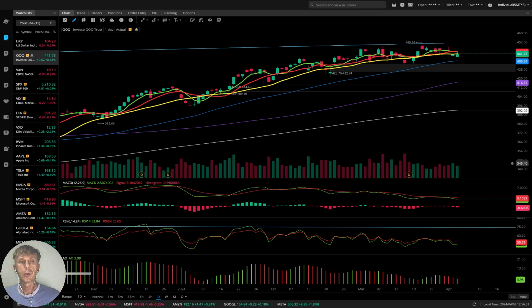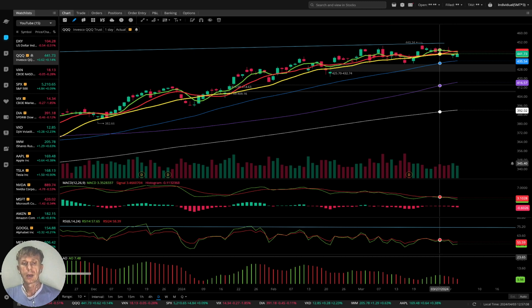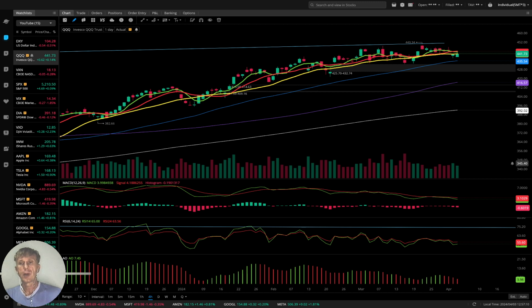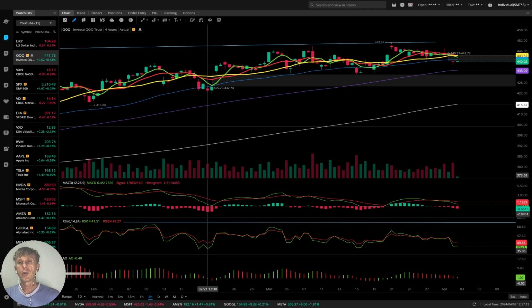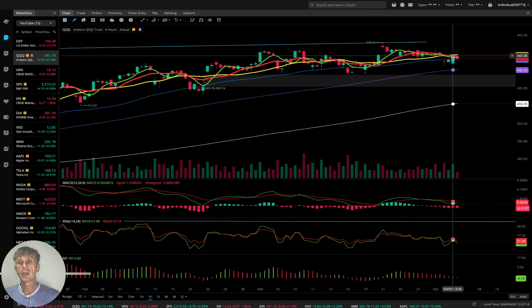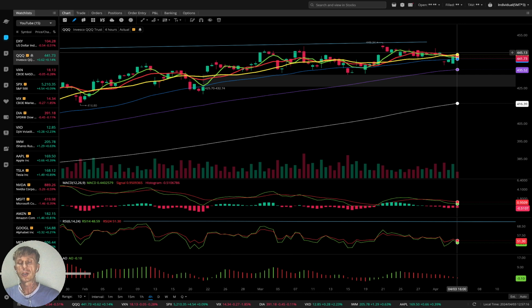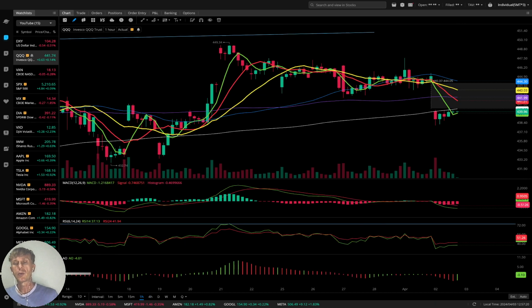QQQ, Nasdaq 100, the Nasdaq index. Last bar below, SMA 5 did a bearish crossover over 10, last bar below 20. It's a bearish trend on all indicators. For the 4 hour time frame, same story: MA 5, 10 and bars below 20, it is a bearish trend on all indicators.